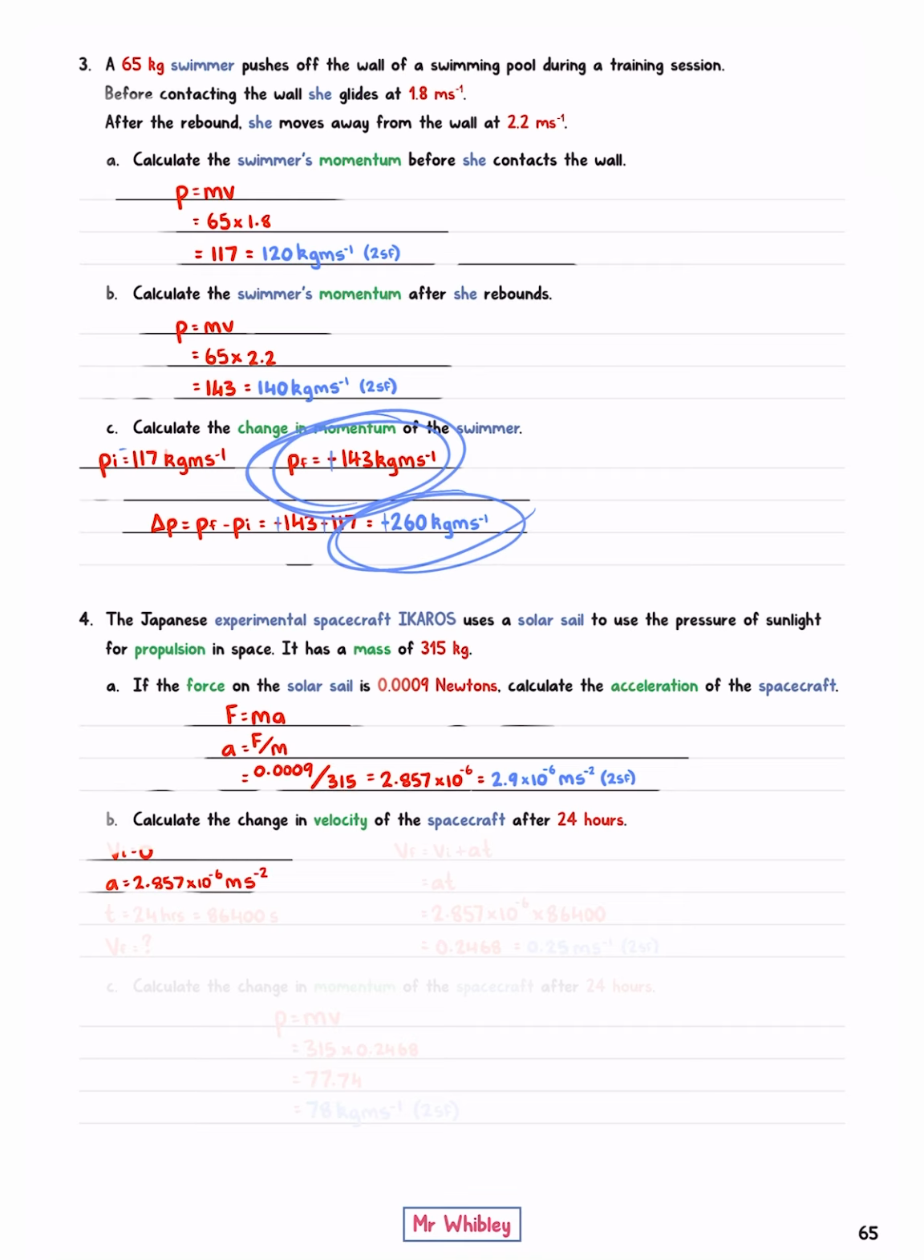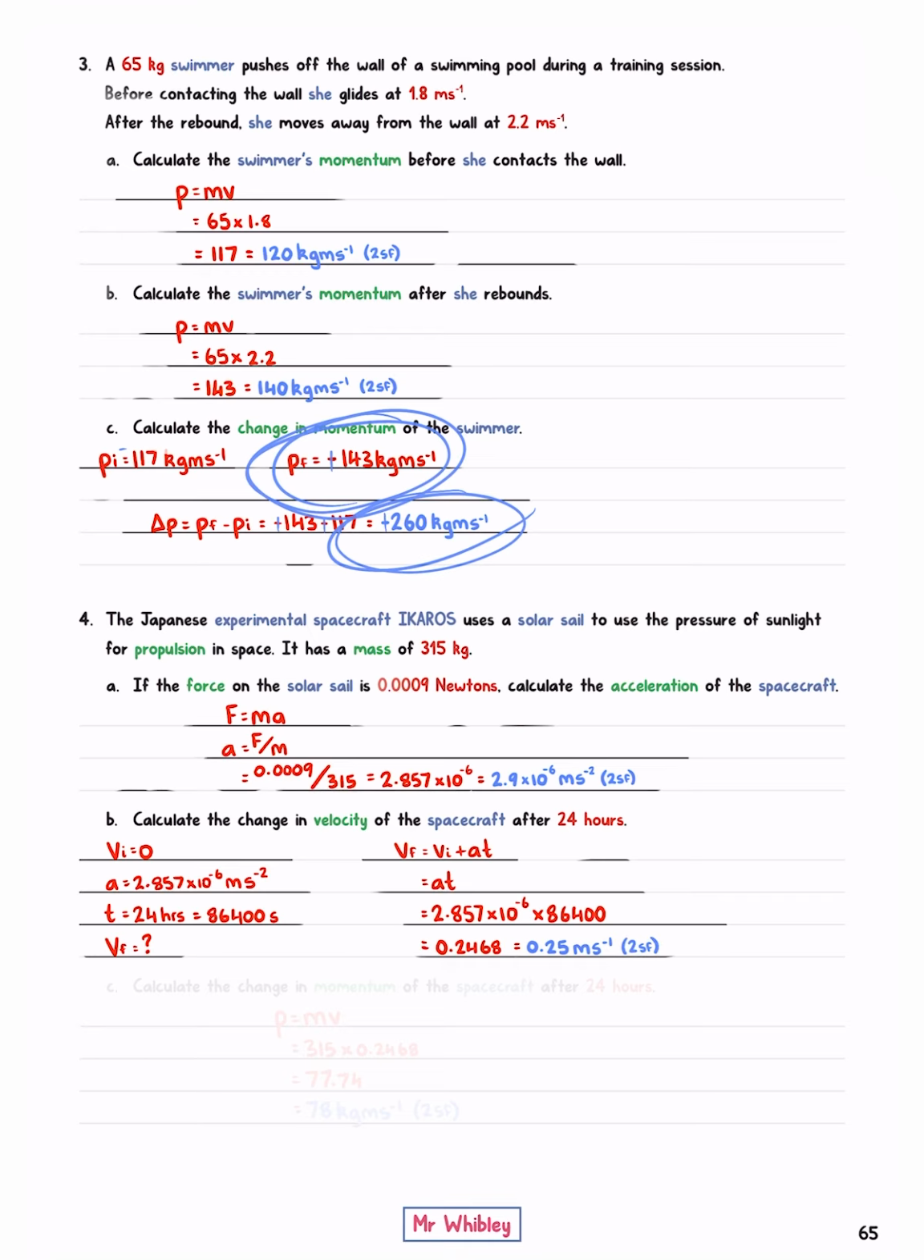Knowing our acceleration, and knowing our time is 24 hours, which if we multiply that by 60 times 60, gives us 86,400 seconds. And now if we make our initial velocity 0, our final velocity is going to be our change in velocity. The one thing we don't have and we don't care to find is our distance, so we choose the one kinematic equation without it. Vi is 0, so this becomes at. Putting in our numbers gives me 0.2468 or 0.25 meters per second to two significant figures.